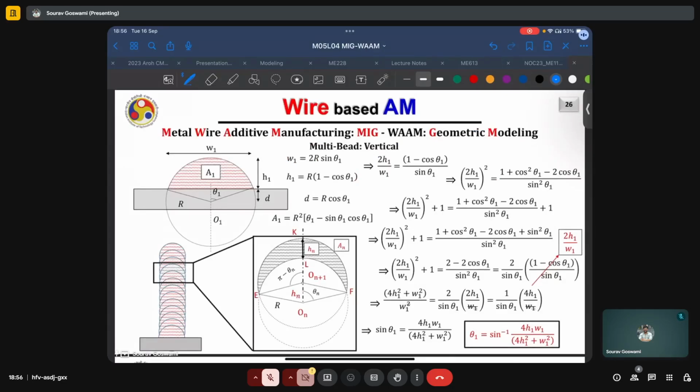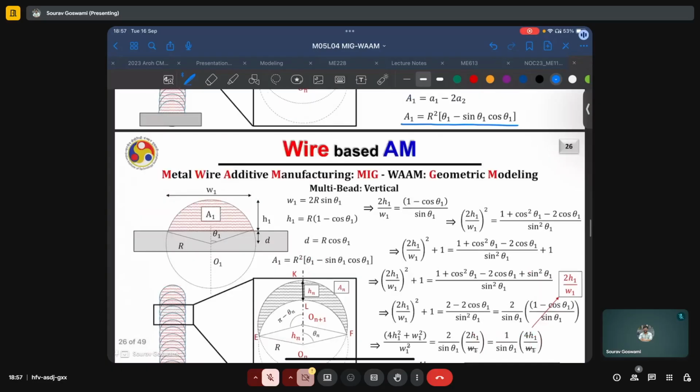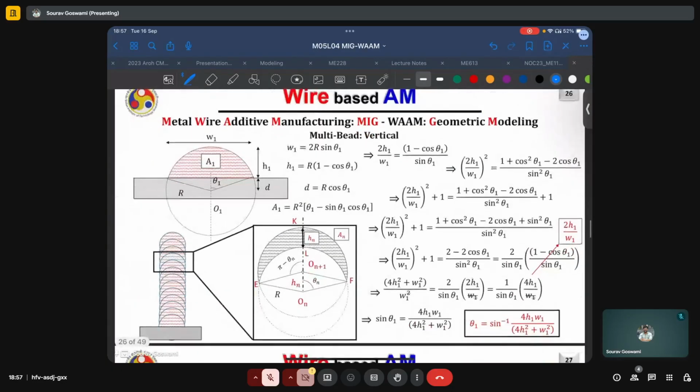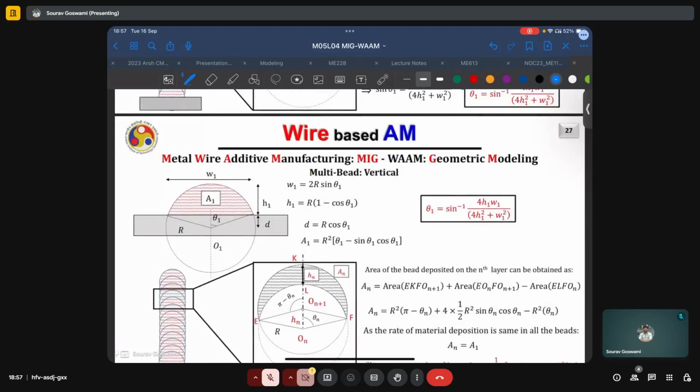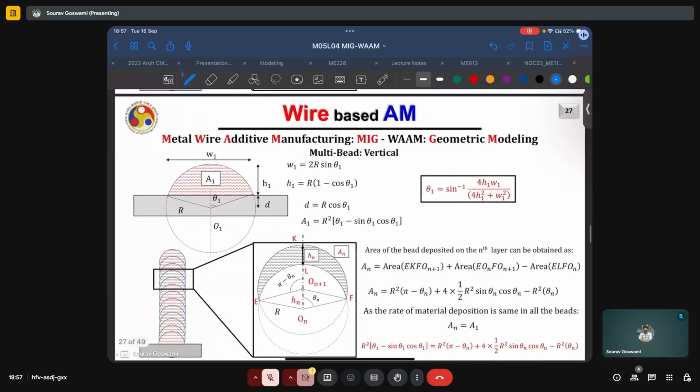We had already obtained W1 and H1 in terms of r and theta, and these can be fed here to find a relationship of theta in terms of these geometric properties, and that comes out to be theta 1 equals sin inverse of 4h1W1 by (4h1 squared plus W1 squared). So we have theta also.